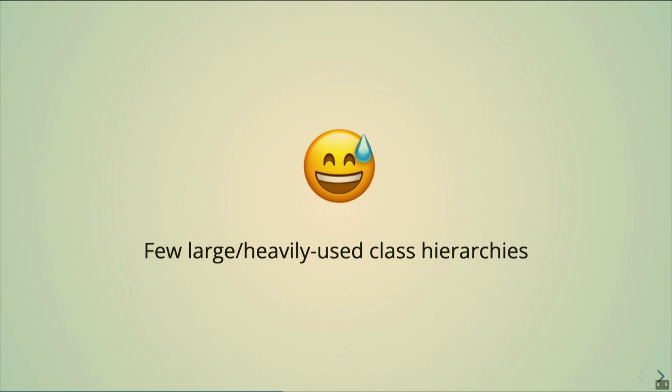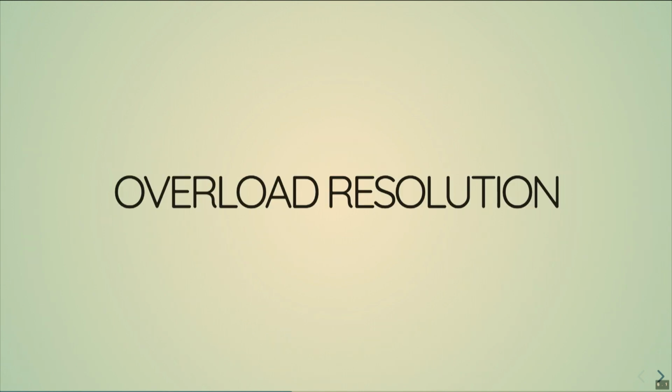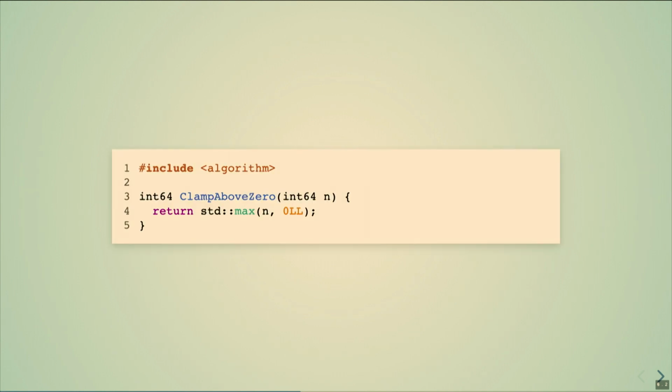So I'm going to move on to the next thing I want to talk about, which is overload resolution, and in particular, templates. Here's a function, clampAbove0. It takes an int64 n, and it's supposed to return 0 if the number is negative and the number otherwise. Again, this works fine when int64 is an alias for long long. We're going to change it to an alias for long. Anybody see what goes wrong here?